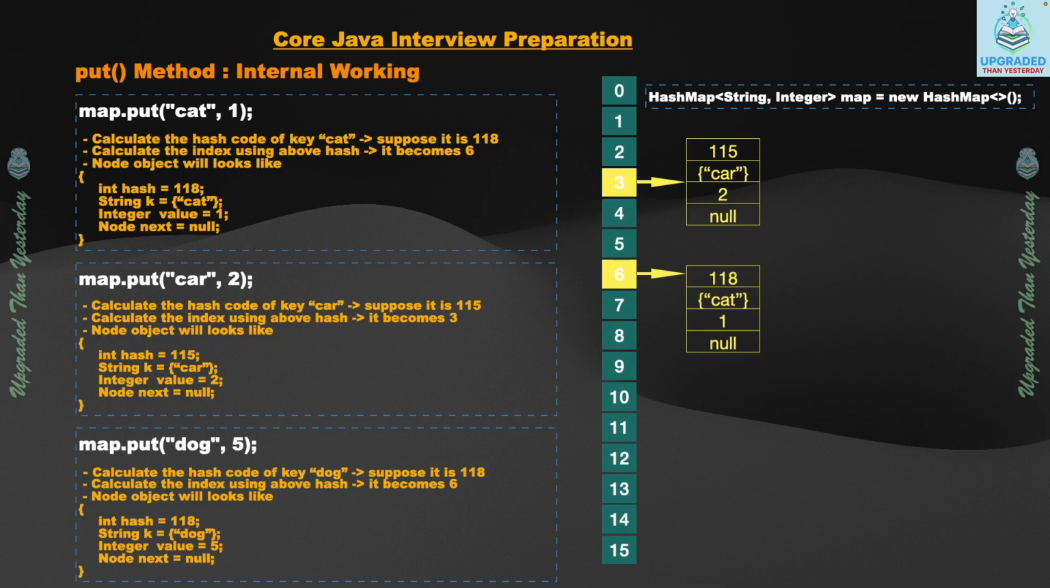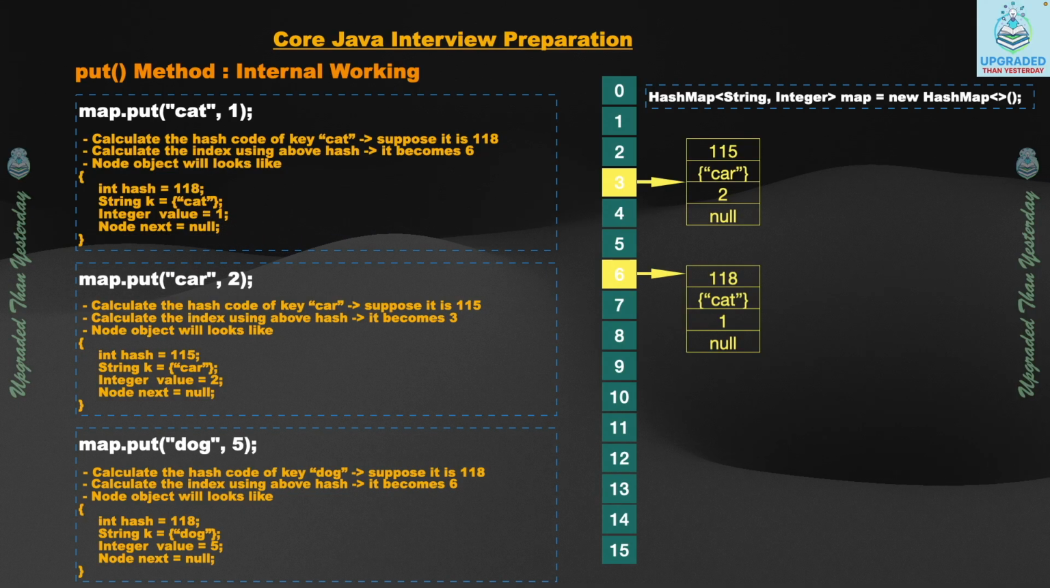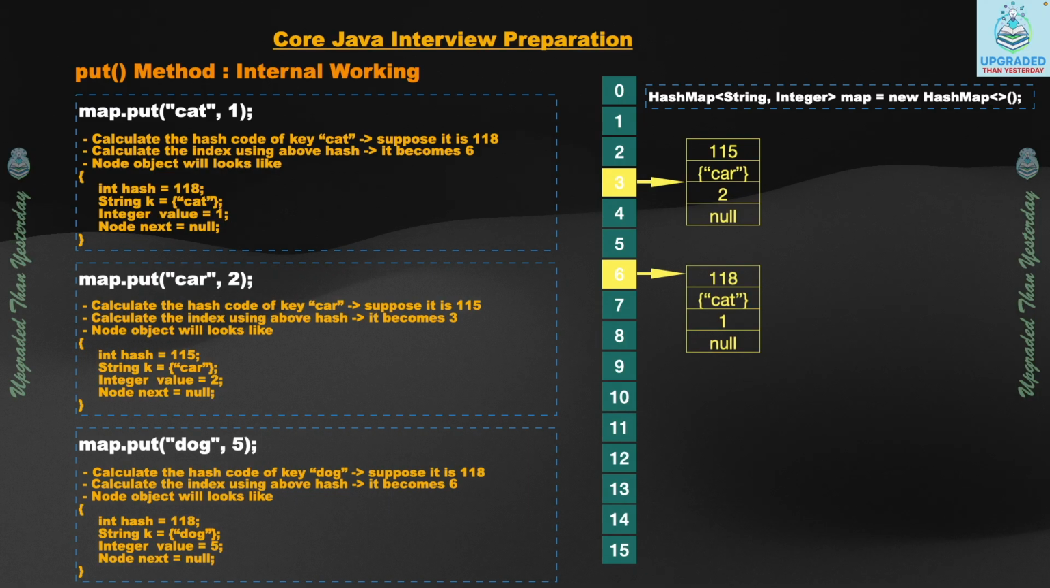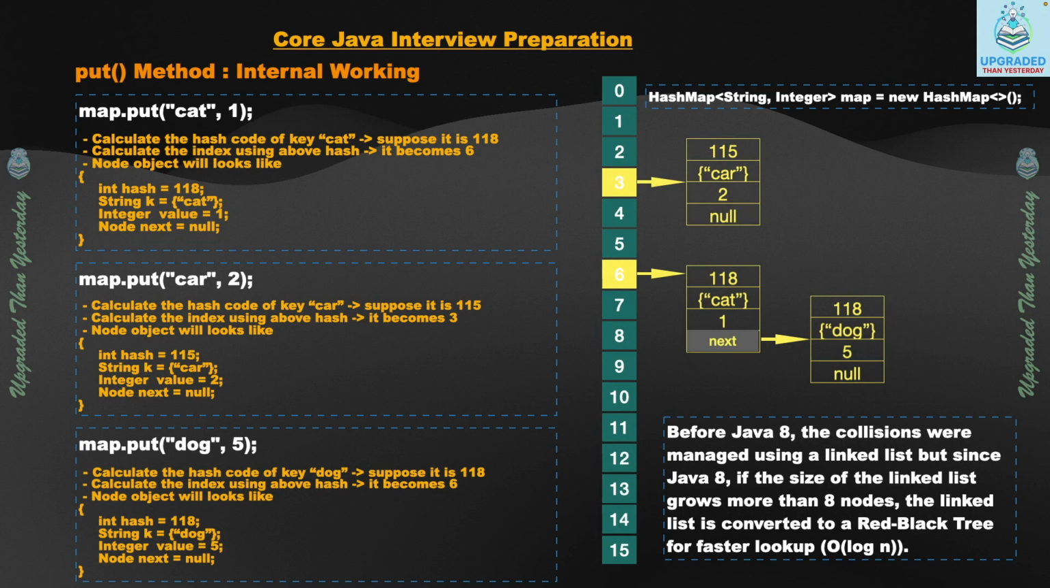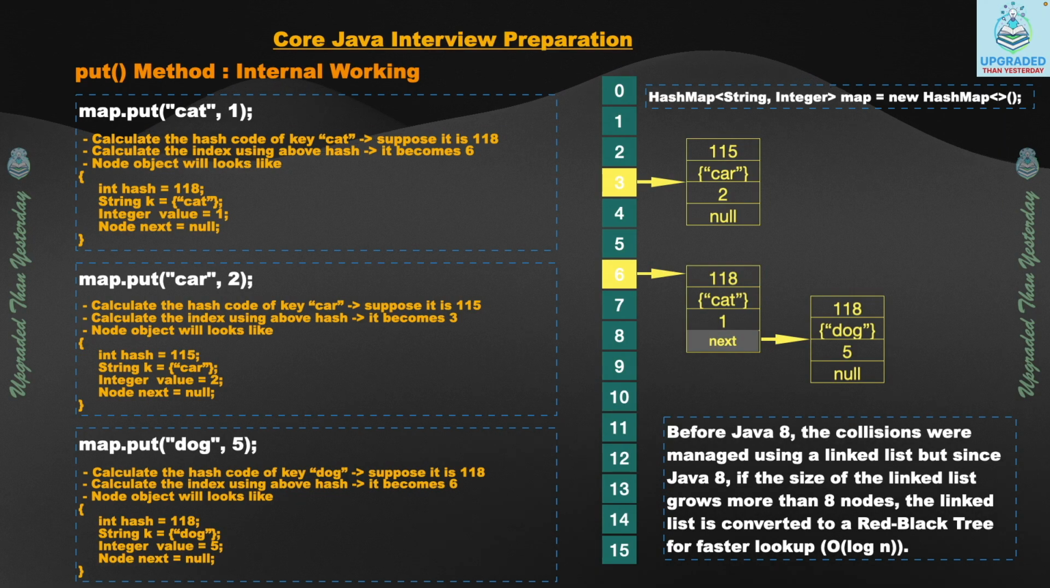But look at the bucket position 6. It is already holding a node object for the key cat. This situation is called collision. In this case, nodes are stored in the form of a linked list or red black tree. Look at the animation. The next pointer of the node object of key cat will hold the node object of key dog. This is how collision is resolved.